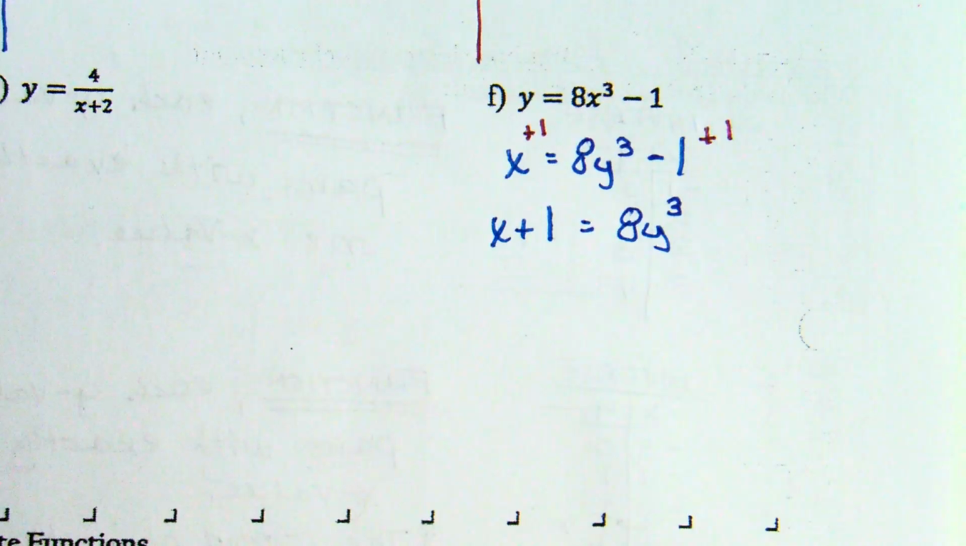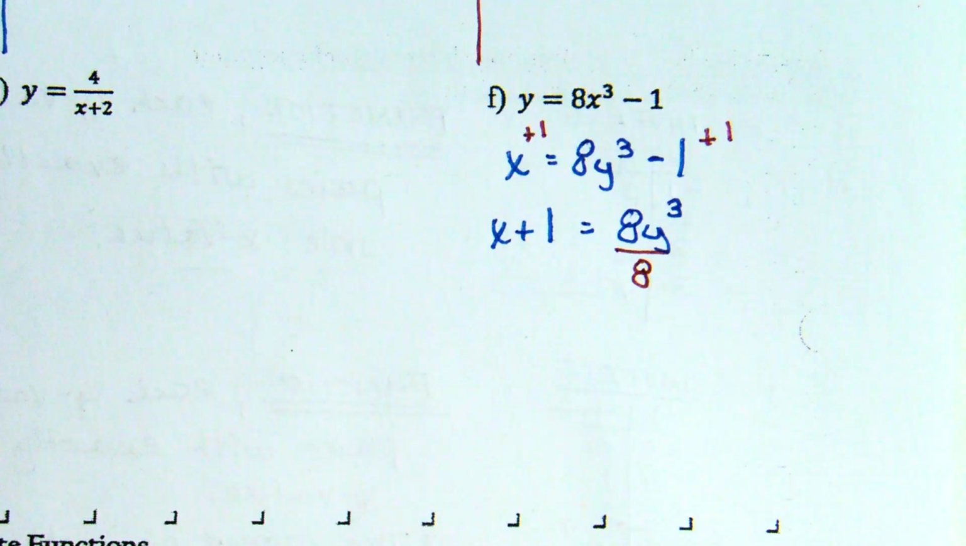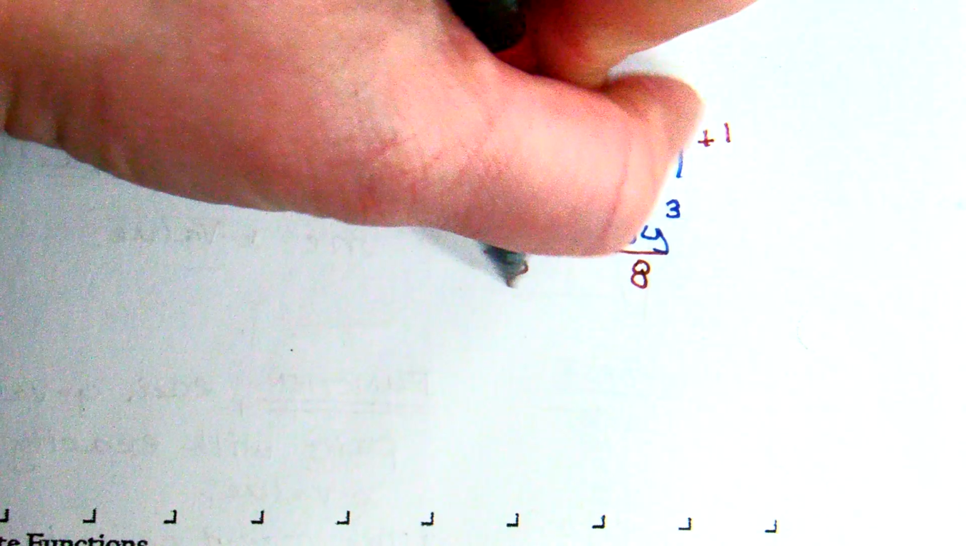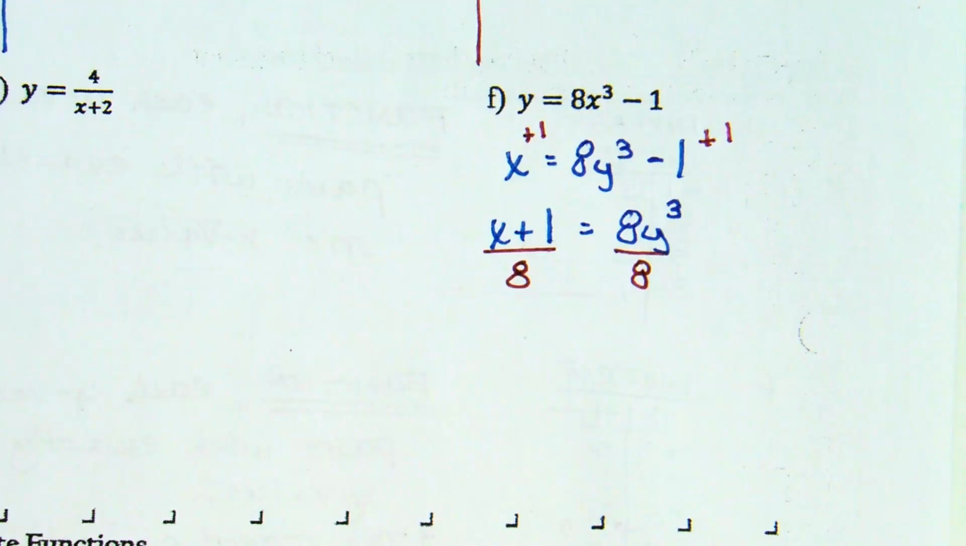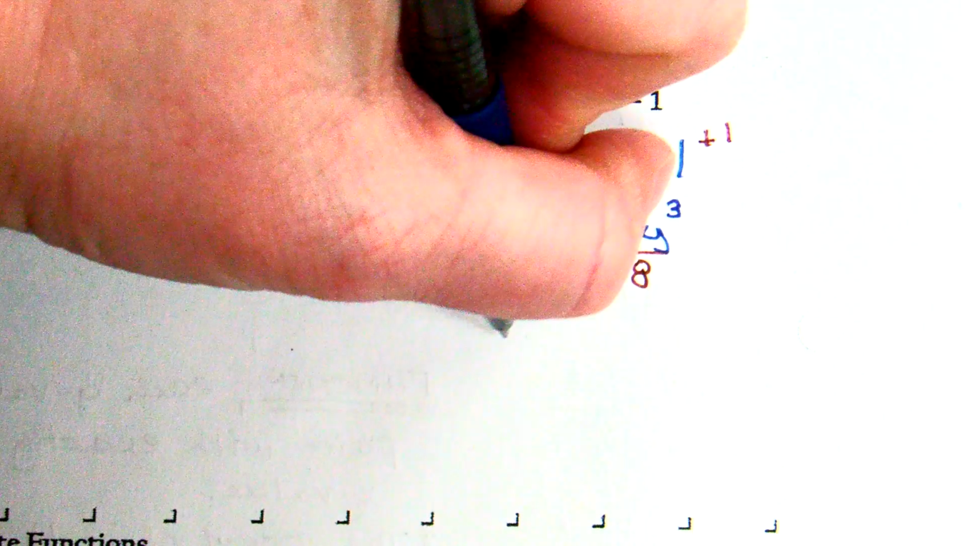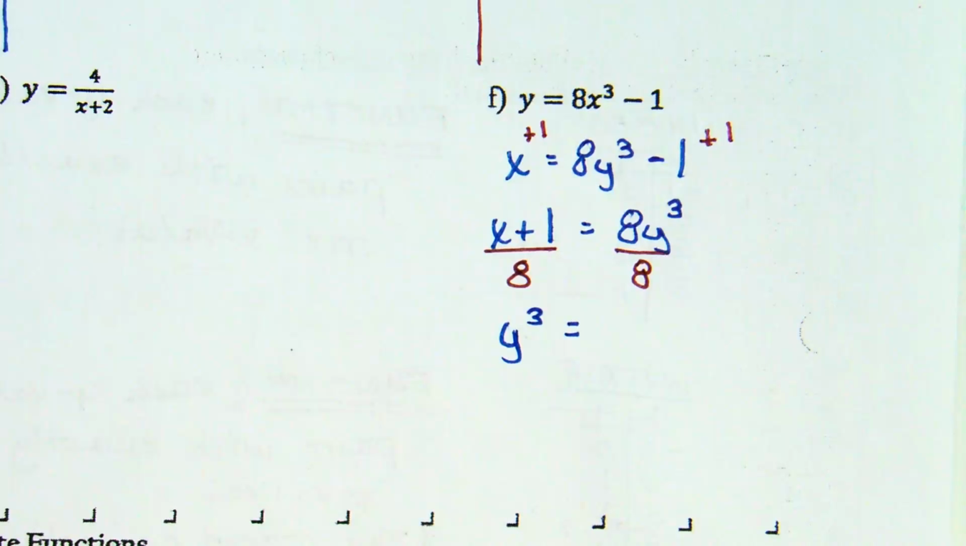Yeah, if it's 8 times y cubed, divide by 8. If I divide one side by 8, divide the other side by 8. Okay. 8y cubed divided by 8 becomes y cubed. I'm going to treat this one differently this time. X plus 1 divided by 8. I'm actually going to leave it as x plus 1 divided by 8, just because there's still one more step and how that works out.